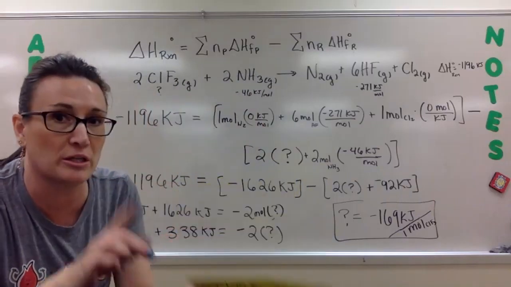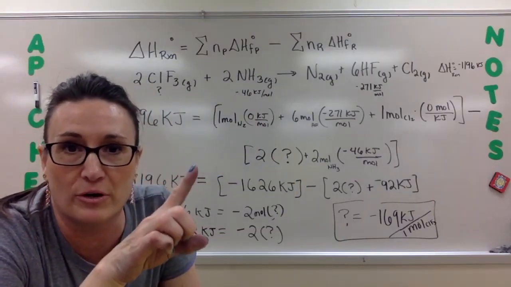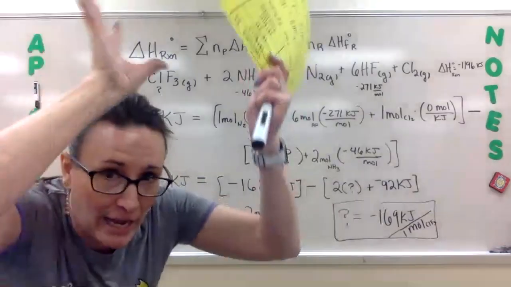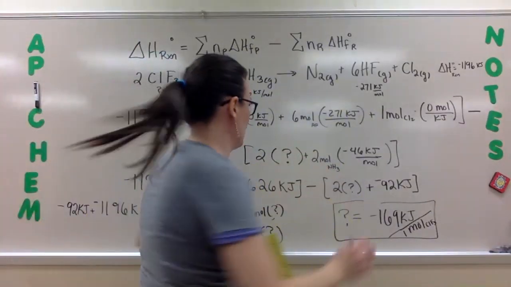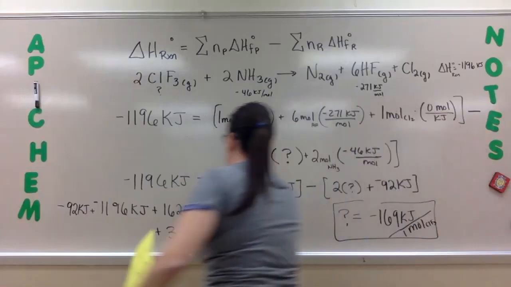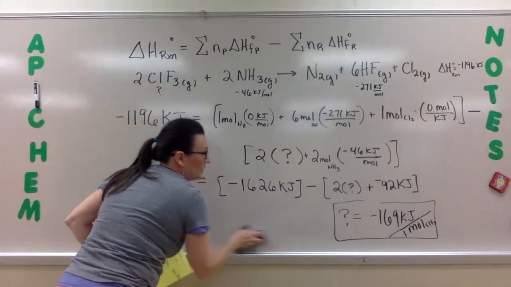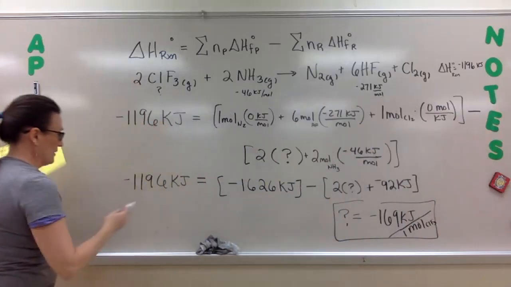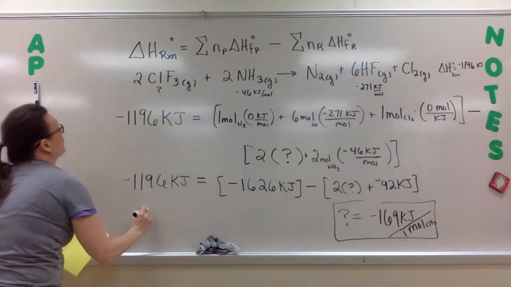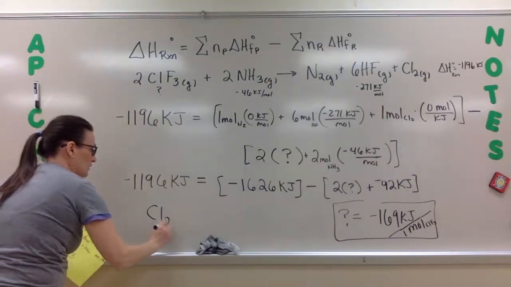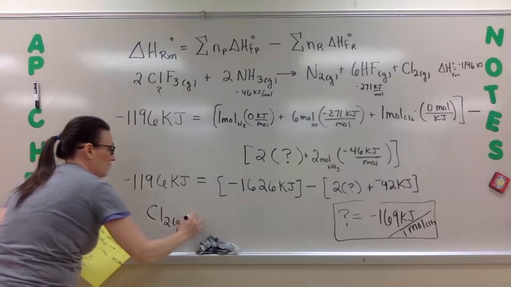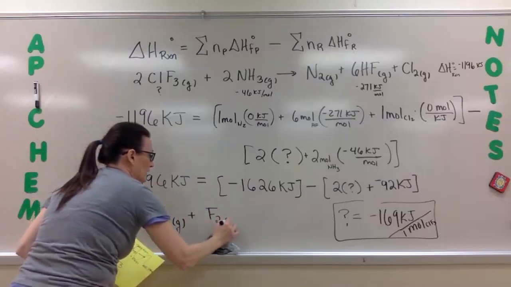I'm going to do this really quickly so you understand what you just solved for. Because a lot of students will solve for it, yay! But I try to get my students to think about what they're really doing. This number, this is what that number means. If I was to take chlorine gas and react it with fluorine gas.